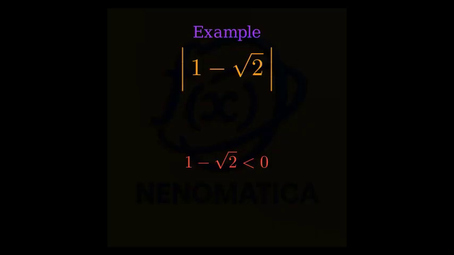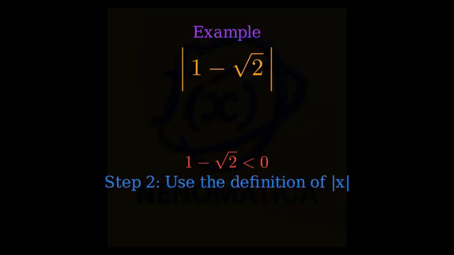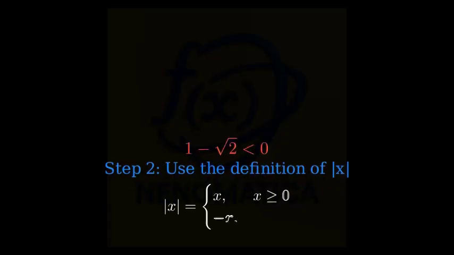Let's clearly state the example. Step 1. Determine the sign of the quantity inside the absolute value. 1 minus square root of 2 is negative. Step 2. Apply the definition of absolute value. The definition says absolute value of x equals x if x is non-negative, and equals negative x if x is negative. Because 1 minus square root of 2 is negative, we use the second case. The absolute value of 1 minus square root of 2 equals negative of parentheses 1 minus square root of 2.